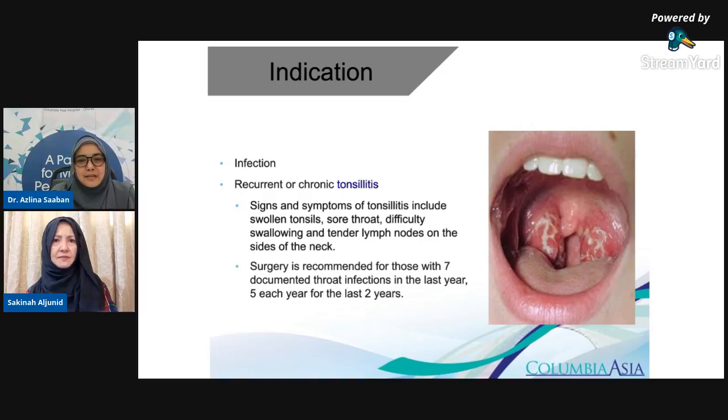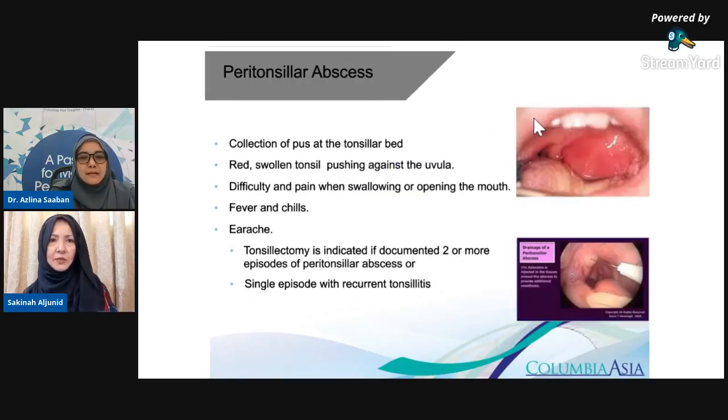So sometimes a patient has already requested a tonsillectomy 3-4 times, but it depends on the patient. But as stated in the textbook, if it is 5 times per year for 2 years, we will suggest the operation. Okay. Alright.